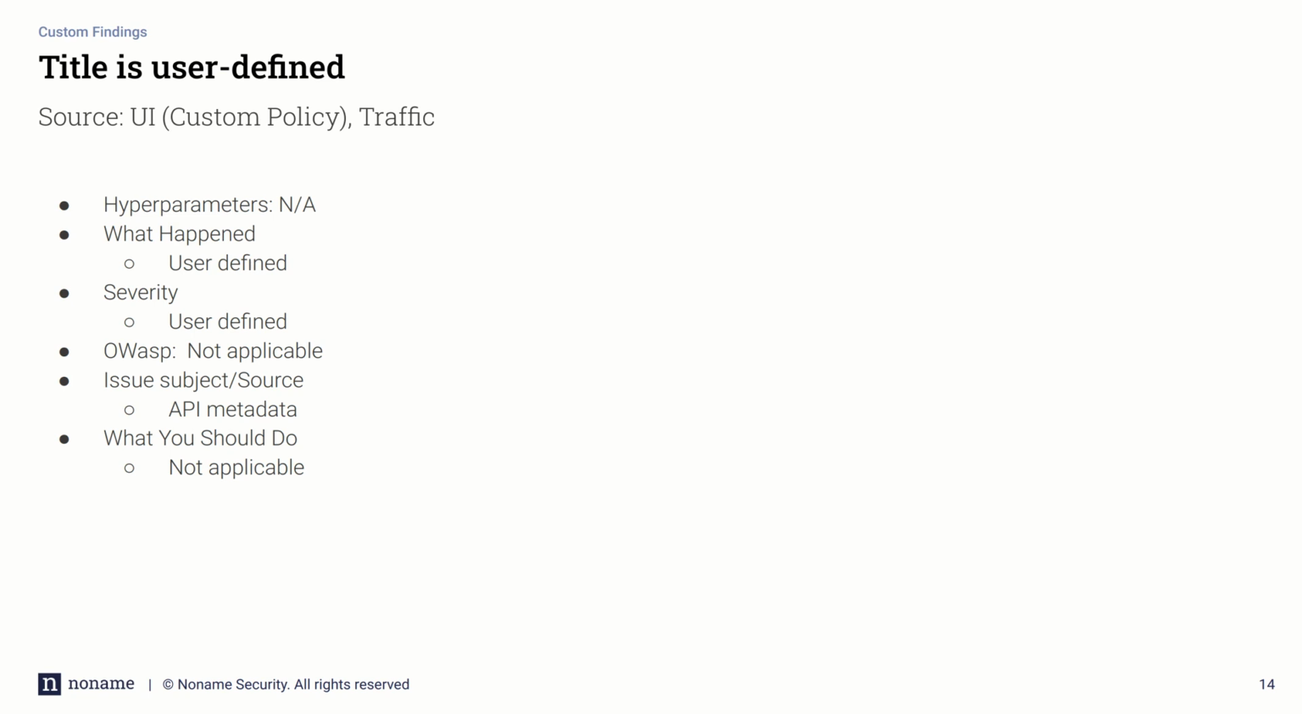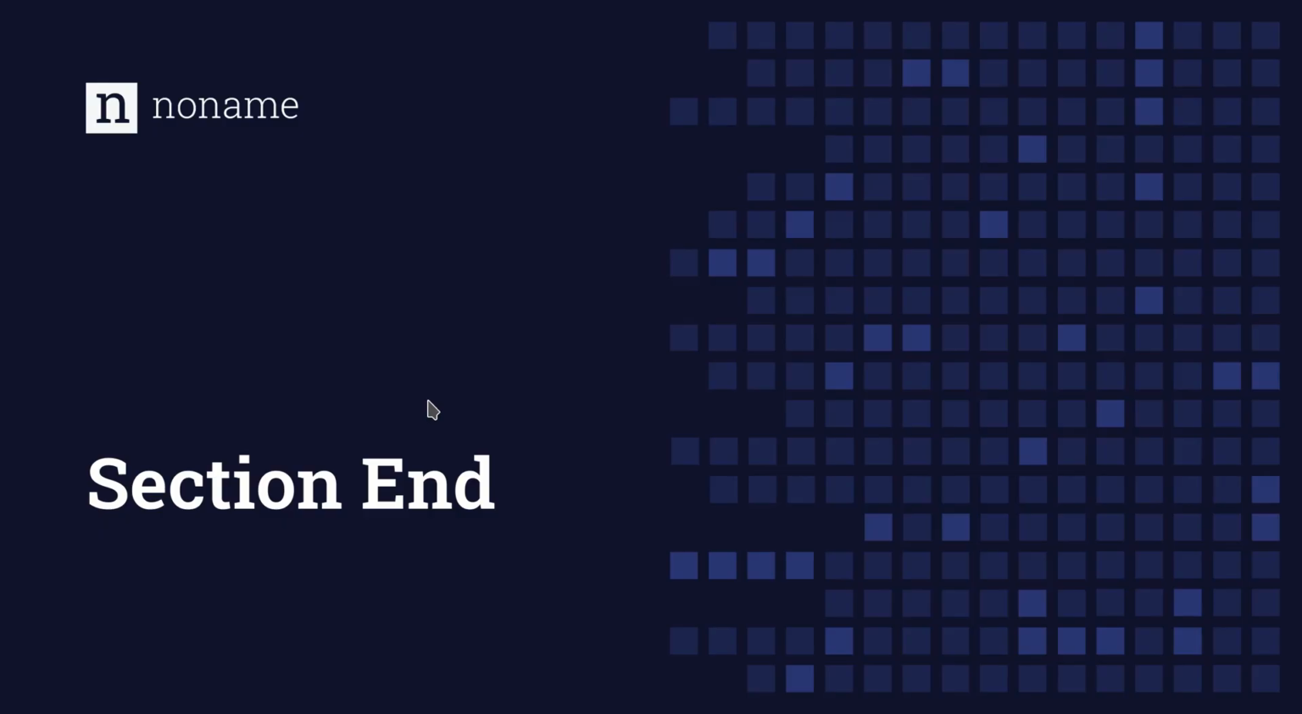And when a filter is violated, you get a posture finding for your particular custom policy, right? The only thing you will see in the what happened is a description. Whatever you set up as a description, that's exactly what you will see. Okay. And with this, we have concluded the data and custom findings section.